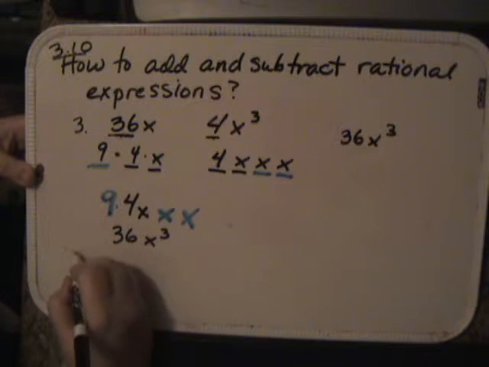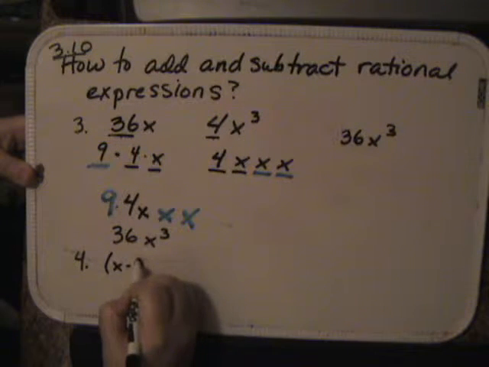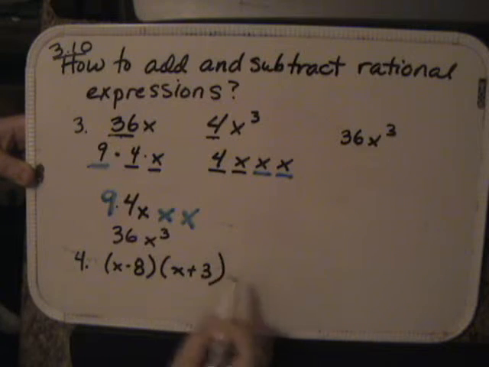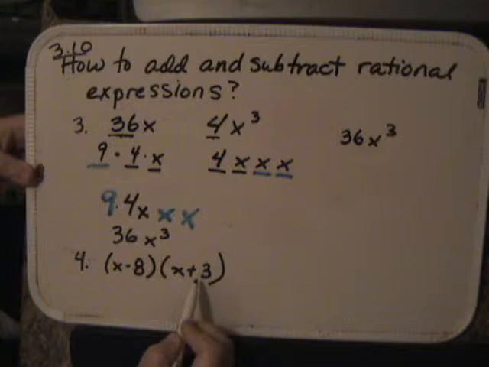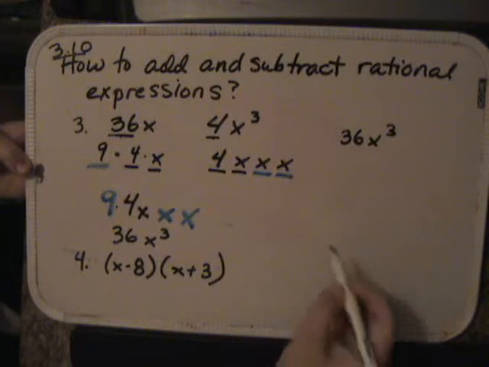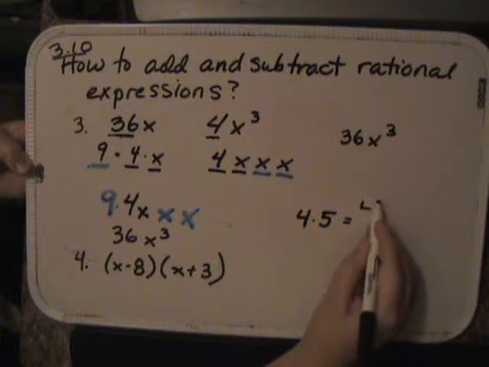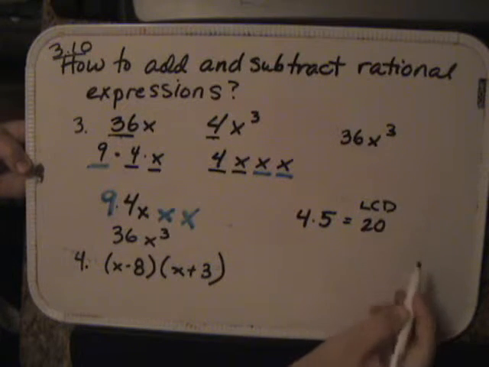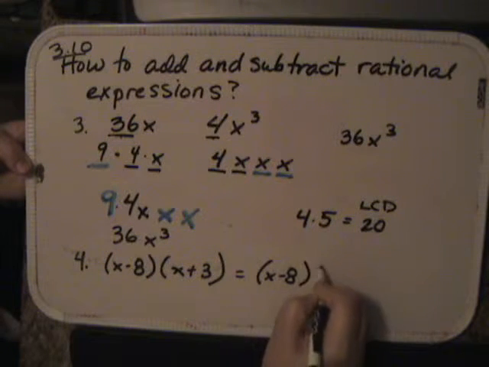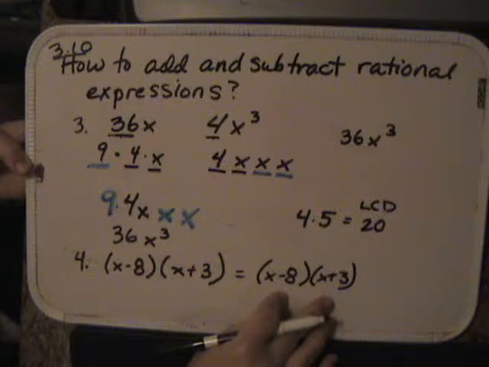For 4, we have the denominators x minus 8 and x plus 3. There are no duplicates in these two. So you end up just multiplying them together, similar to when you had denominators of 4 and 5, where your LCD would be 20. If there's no duplicates, your answer is x minus 8 times x plus 3. You have to repeat both of them to find the LCD.